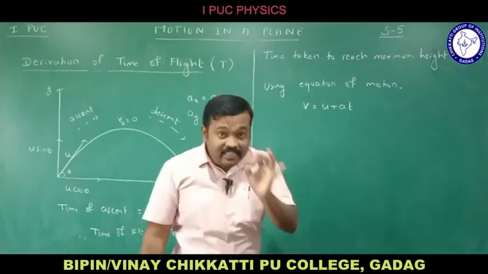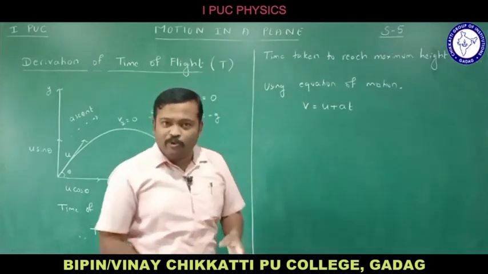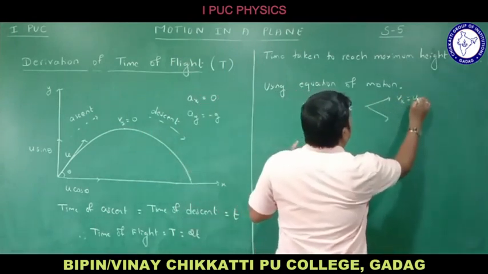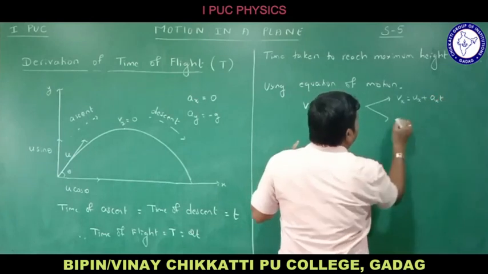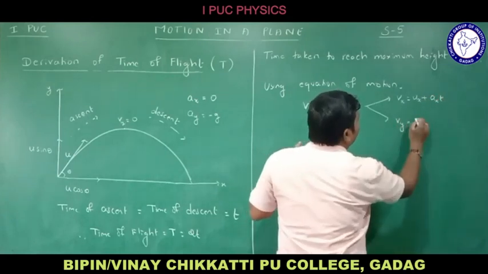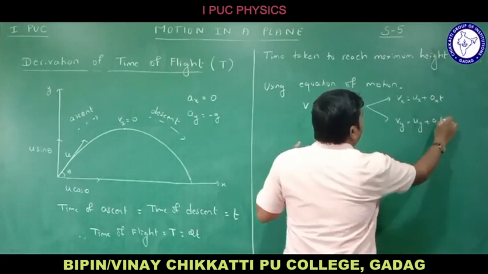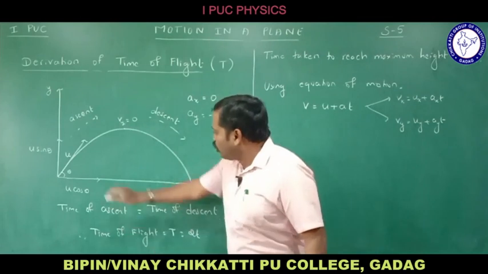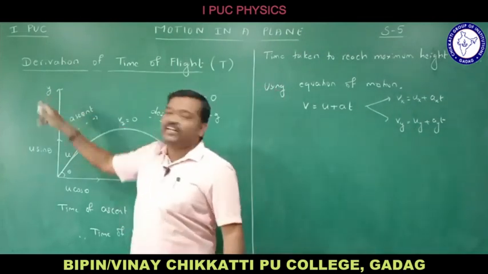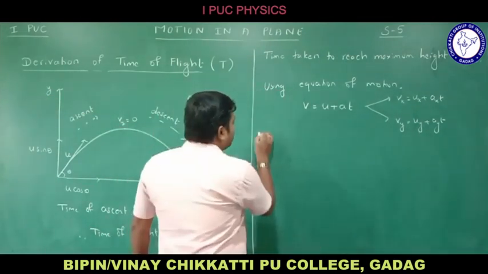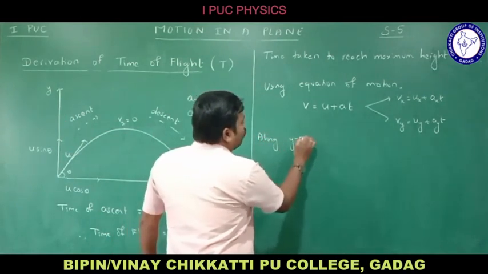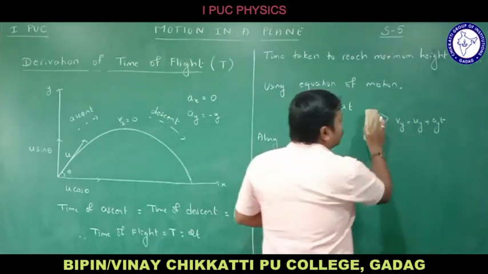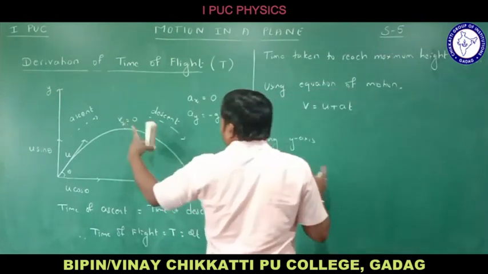Since it is motion in a plane, it has two equations, one along the x-axis and one along the y-axis. vx equal to ux plus axt, and another one, vy is equal to uy plus ayt. Which component do I need to use? Since the object is moving upwards, the y component. Since I am using the y-axis, I don't want the x-axis, so I will remove it.